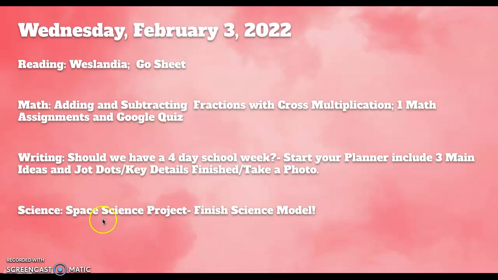And in science, we're going to be working on our space science project. So we've already been working on the essay portion. Today we're going to work on the model.